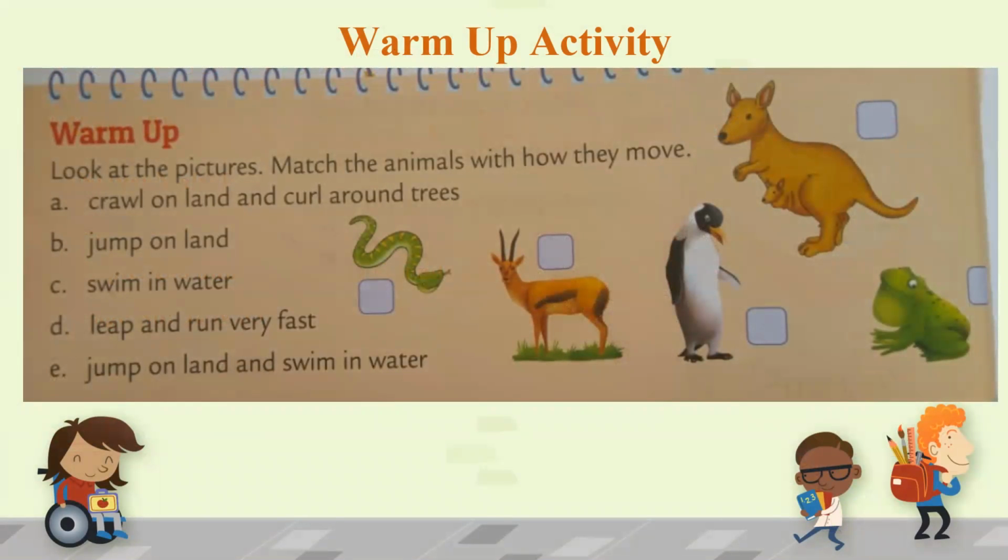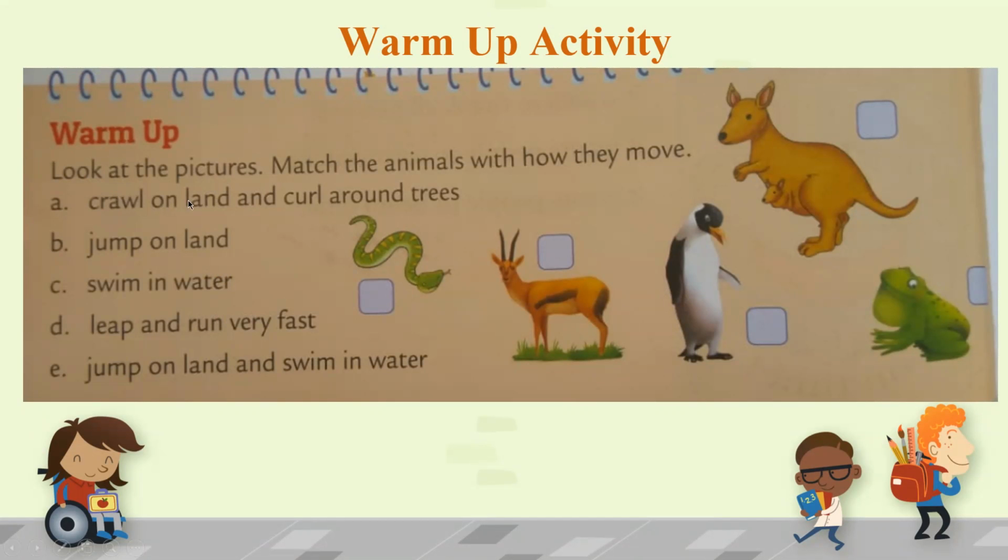Before going on into the lesson, a small warm-up activity. My dear little ones, open your textbook, page number 32. Pick up your pencil. Look at the pictures, match the animals with how they move. Five animals have been given and phrases related to the animals. Based on that, you will have to mark it in the box given with the alphabets A, B, C, D, E. Just like match the following.